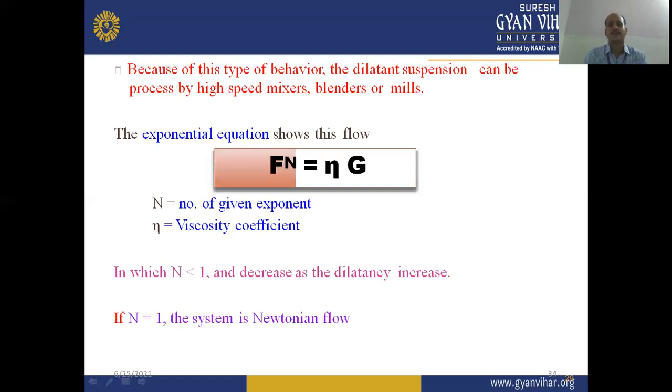This is similar to the pseudoplastic equation, where n is the given exponent and eta is the viscosity coefficient, which can be represented in poise or centipoise. But in this type of dilatant flow, n is less than 1 and decreases as the dilatancy increases. And if the n value is 1, the system shows Newtonian flow behavior. So it depends on the given exponent. If it is less than 1, it decreases as the dilatancy increases, and if n equals 1, the system again shows the behavior of Newtonian liquids.